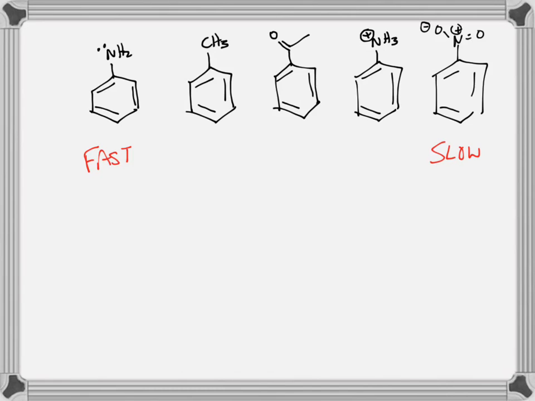When we looked at the fast one, what positions were activated? Where was our most likely product? Para. The next one. Toluene. It was para as well. Next one. It was our meta. The next one.